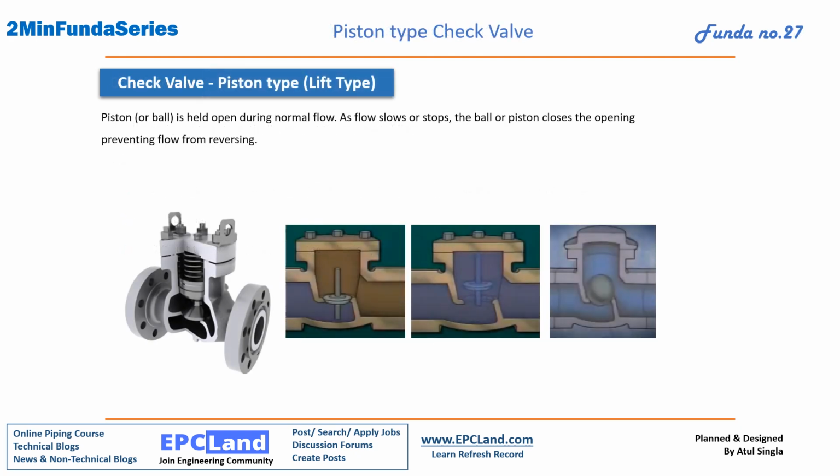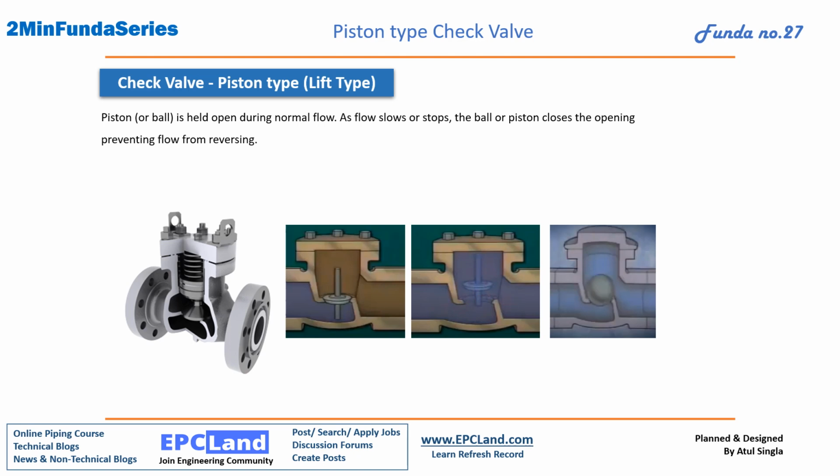If you see, we have different types of check valves. First one is piston type. This is a category of lift type check valves. One is piston type, another one is ball type. If you see, this one is ball type. What is happening inside this valve? The piston or ball is held open during normal flow. If the flow is toward this direction, it will push the disc or ball upward and the fluid will flow like this. So this is in open position. Flow will move from this to this.